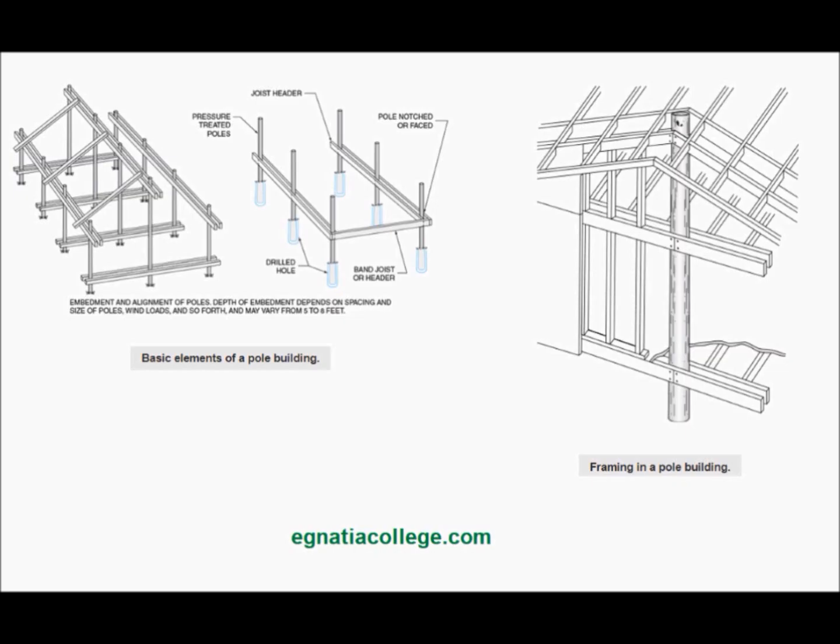Poles, which are treated to be insect and rot resistant, are set several feet in the ground and 8 to 12 feet apart. A band joist or header is then bolted to these poles. The floors, walls, and roof are framed within the pole structure. Pole buildings are strong, they resist severe winds. Pole construction allows buildings to be kept above damaging floodwaters.